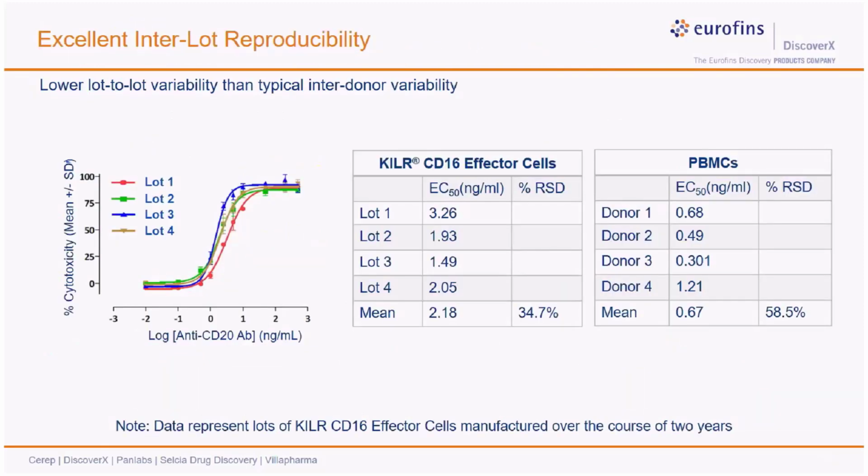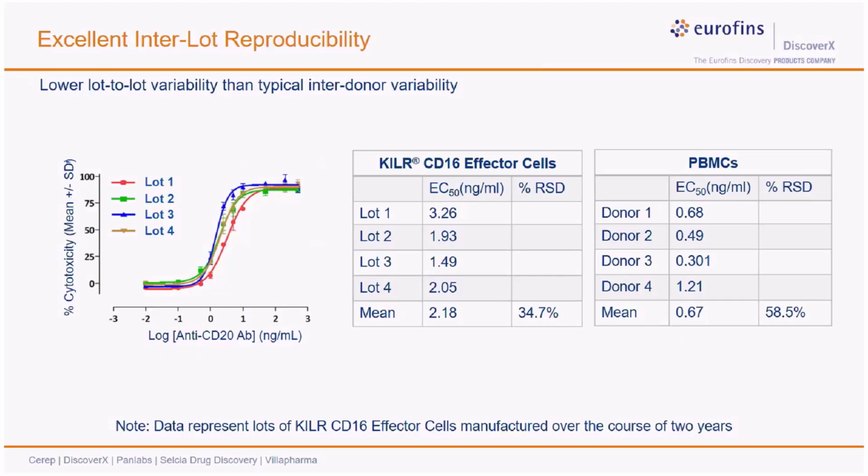Next, also an important data set here comparing the lot-to-lot reproducibility with the Killer CD16 effector cells, as it is one of the key considerations in a quality environment. In this rituximab model with ARH77 cells, 4 different lots manufactured over a course of 2 years were analyzed, and you will see that the lot-to-lot variability is much lower, around 35%, versus the donor-to-donor variability with PBMCs, which could be nearly 60% as seen in this experiment.